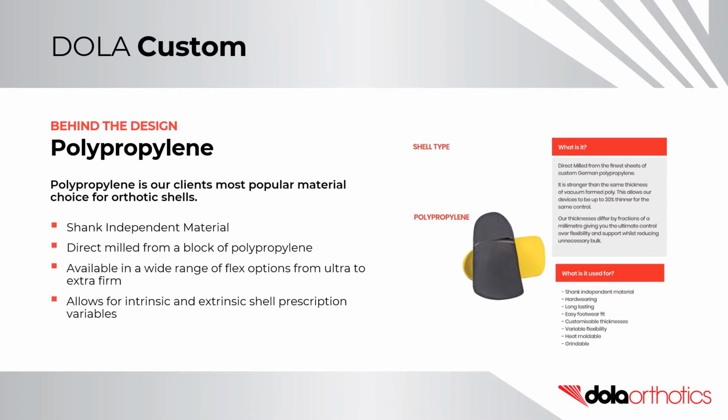Polypropylene is our client's most popular material choice for their orthotic shells. It is a shank independent material, direct milled out of a block of polypropylene with the offcuts recycled. It is available in a wide range of flex options, from ultra to extra firm, to suit all patient types and prescription aims. Polypropylene allows for both intrinsic and extrinsic shell prescription variables.